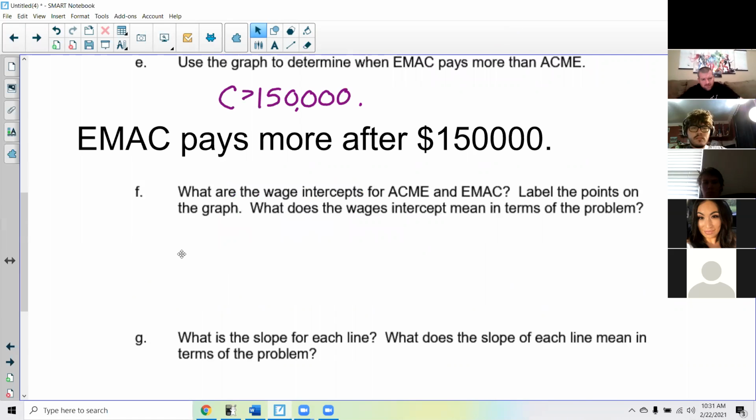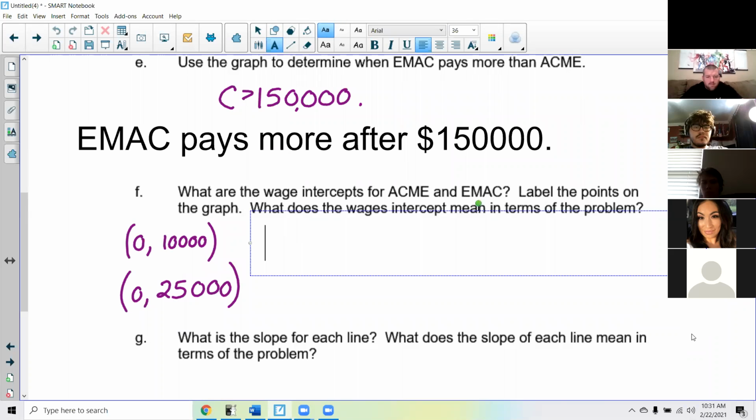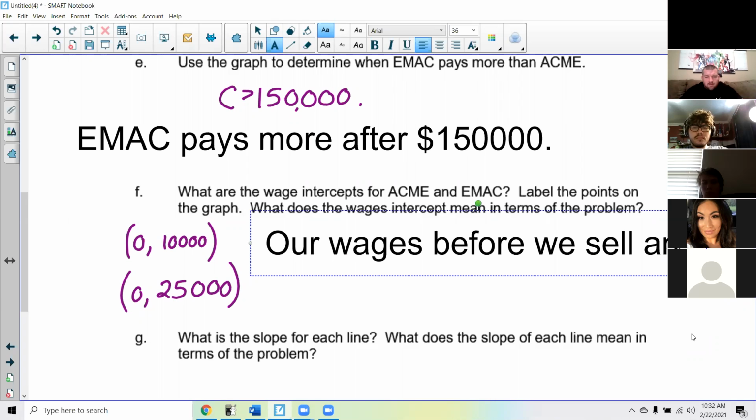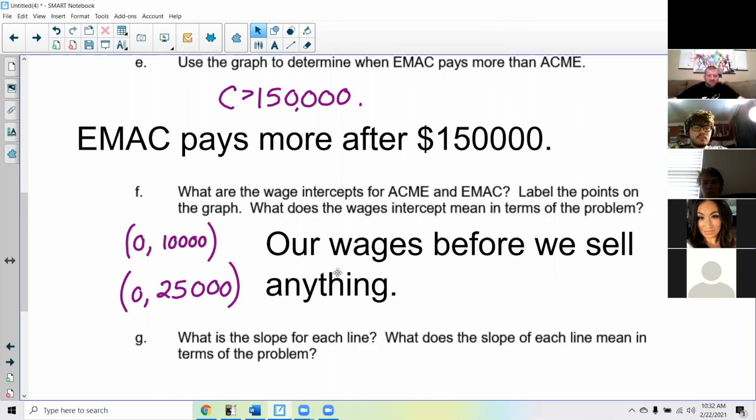What are the wage intercepts? Those are the first things we graphed. That is 0, 10,000 and 0, 25,000. And those, in terms of the problem, represent our wages before we sell anything. If you just show up to work and don't do anything, you'll get those respective wages.